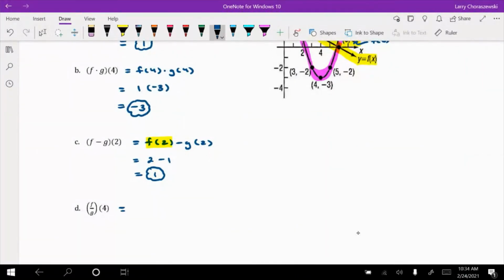Okay. Any offers on part D? What do you guys think about negative 1/3? So keep in mind that f of 4, we actually have that up here in part B solution. F of 4 is 1, and g of 4 is negative 3. So you can just simply set 1 on top of negative 3, or you could rewrite that as negative 1/3.